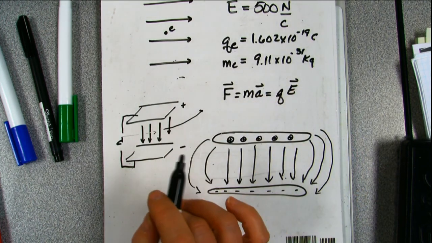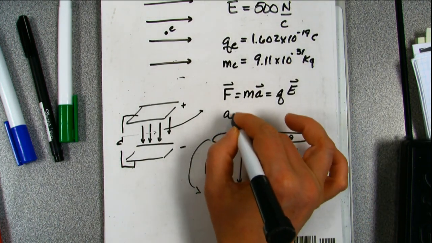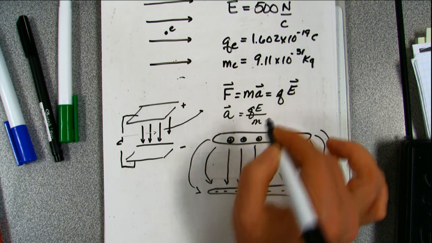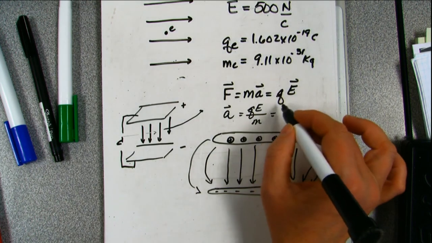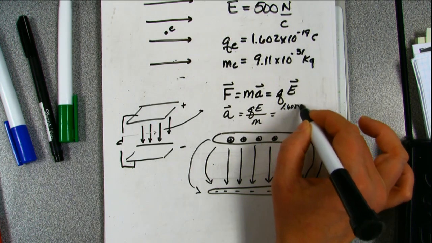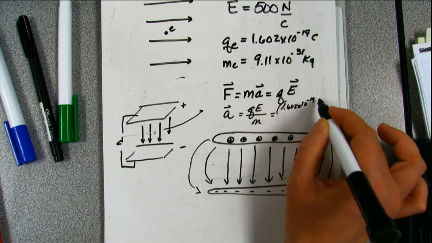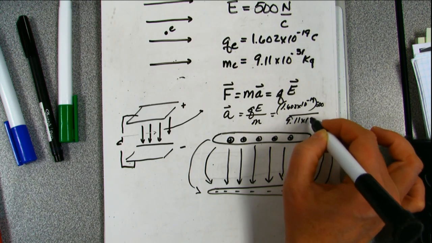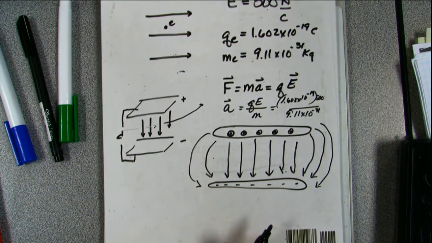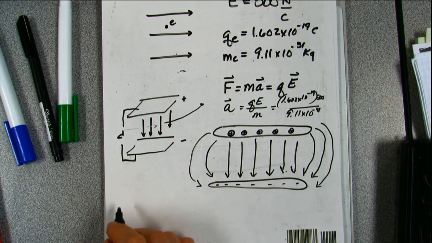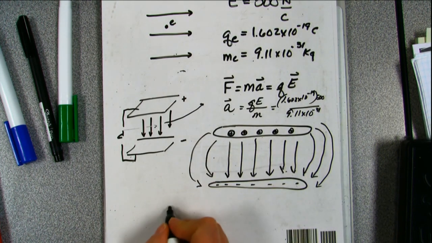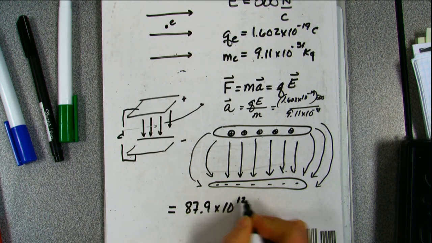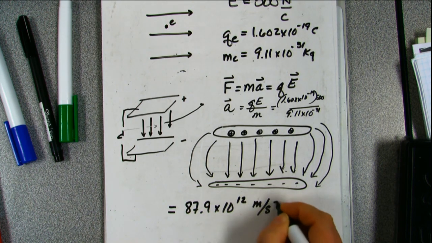So, if I want to know what's the acceleration on the electron, acceleration is going to be QE divided by M. And if I know my charge, 1.602 times 10 to the minus 19 times 500 divided by the mass, 9.11 times 10 to the minus 31, and plug it in the calculator, I get 87.9 times 10 to the 12th meters per second squared.